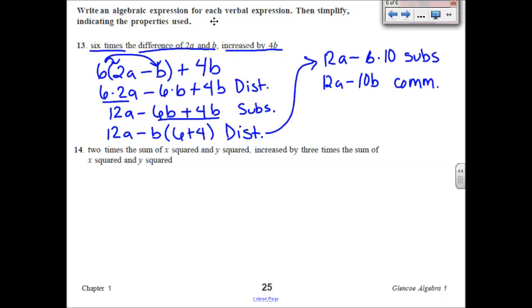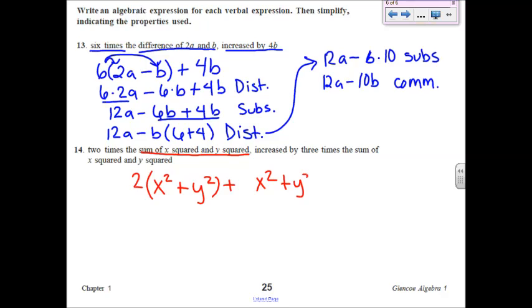All right, the last problem says 2 times the sum of x squared and y squared. So the sum of x squared and y squared I would write as x squared plus y squared. And then I want 2 times that. That's setting up another distributive property problem. And then it says increased by 3 times the sum of x squared and y squared. So I'm going to have x squared plus y squared. And I want 3 times that sum now.